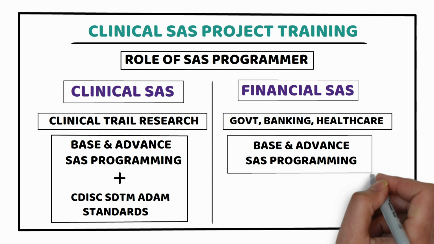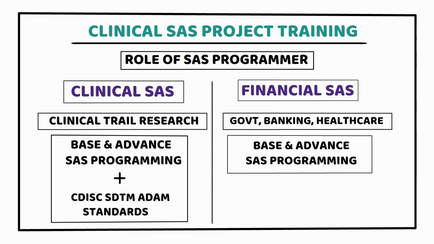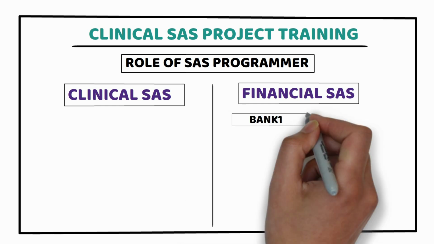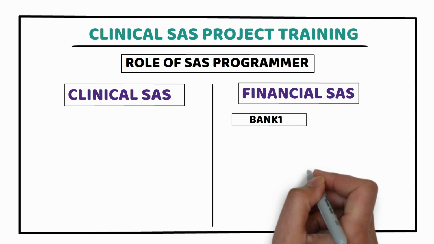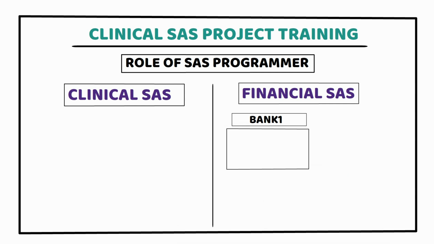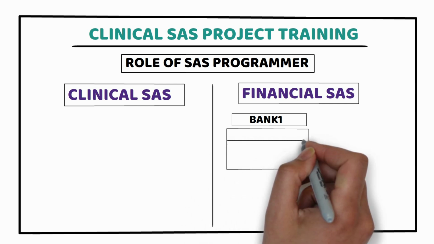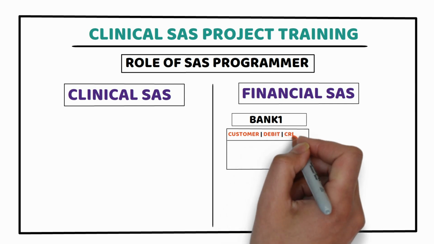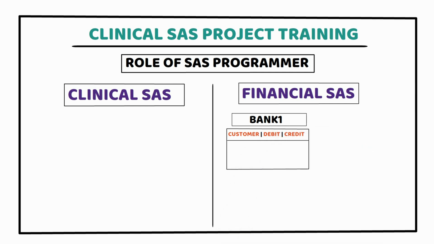As for how the usage of SAS programming is different from clinical to the other sectors, let me take a small example in terms of the banking domain. Let me use my notepad. Suppose in the banking domain we have data to be processed using SAS programming. Say we have customer data with debit and credit: customer ID, debit and credit. This is the data, with a certain number of records.